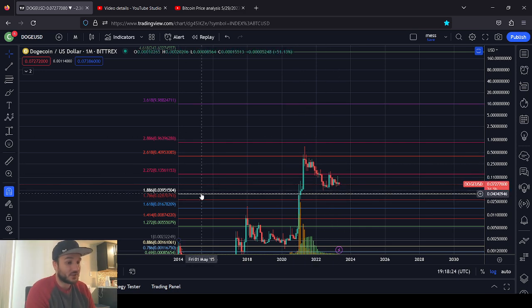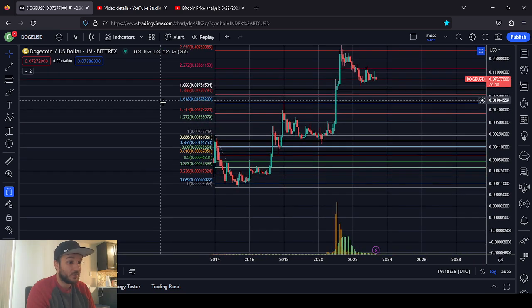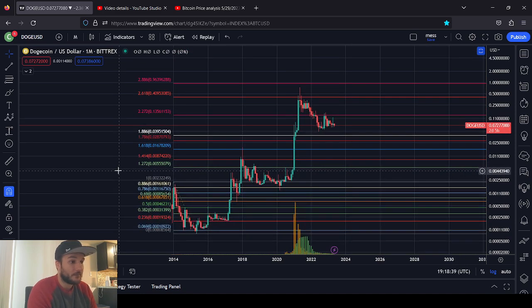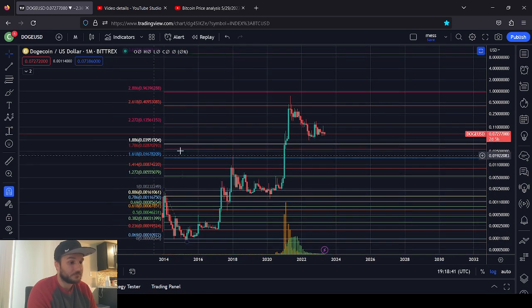Maybe this 1886 is the bottom at 4 cents. Maybe we go to the 1618 here for the bottom. I don't know. We did bottom off of this. We had a little bottom off the 618, and then boom, from 618 to 1618. You see these kind of relationships. Yeah, I don't know what to think of Doge.